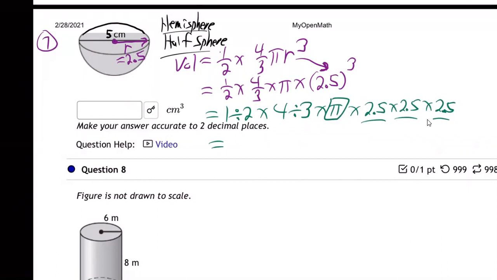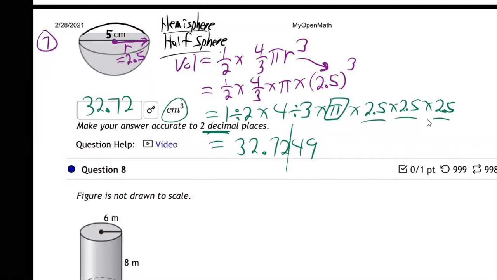And I'm getting 32.72. Yeah, so there it is, 32.72. It wants it rounded to 2 decimal places. So I got 32.7249, so I just cut it right there. 32.72 cubic centimeters. We're saying how many cubes, centimeter by centimeter by centimeter cubes, can fill up that half a sphere. So there we go.